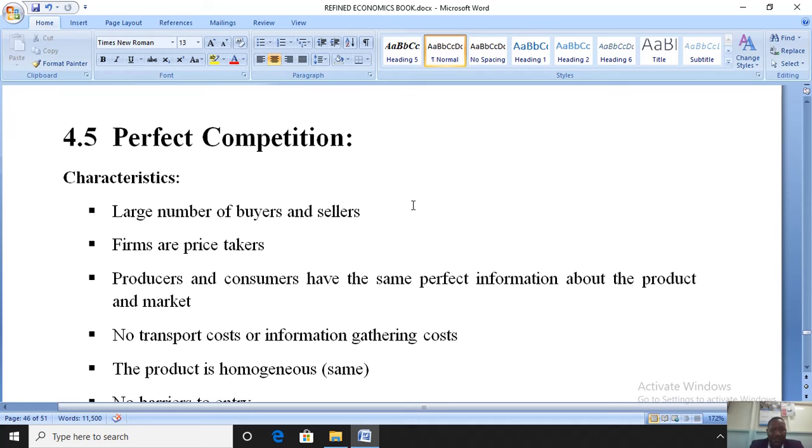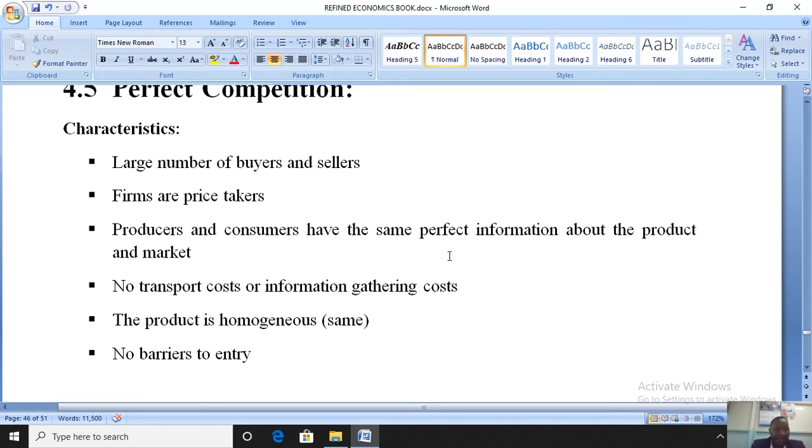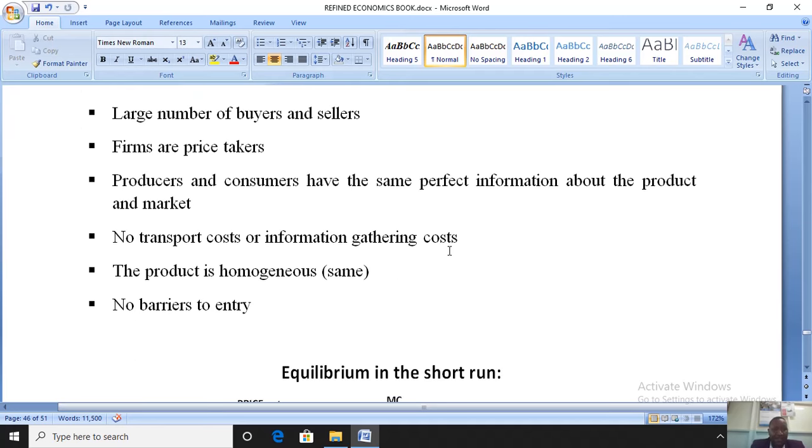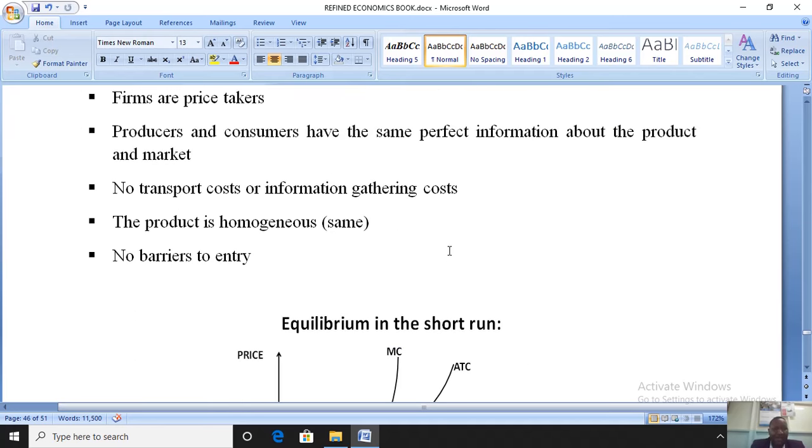Producers and consumers have the same perfect information about the products and the market. There are no transport costs or information gathering costs under perfect market structure. The product that is produced under the perfect market structure is homogeneous. The product is just the same, and there are no barriers to entry under this particular market structure. Now let's look at the graph.